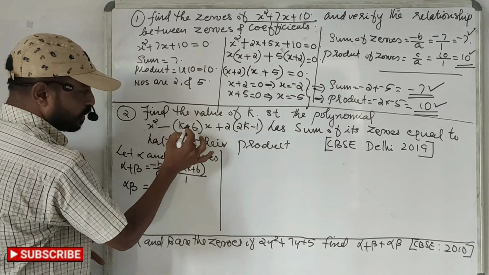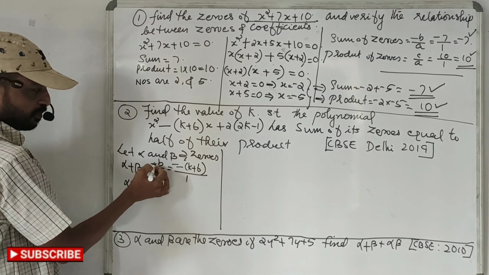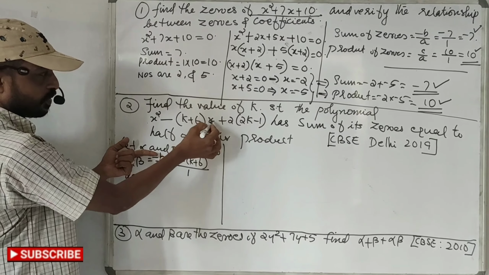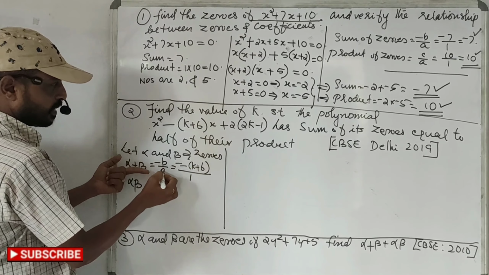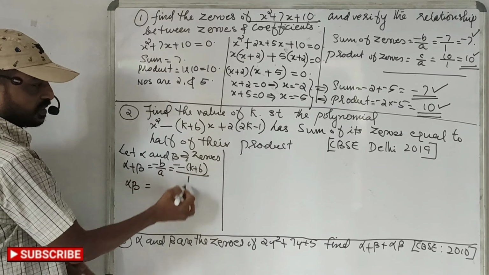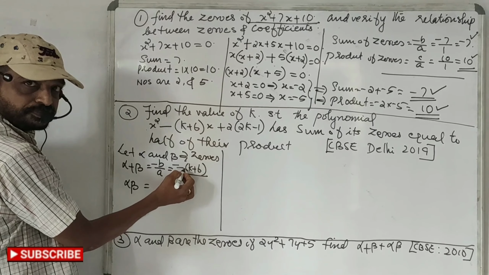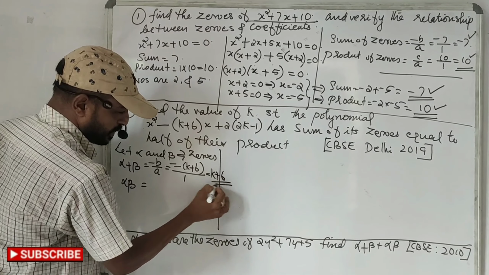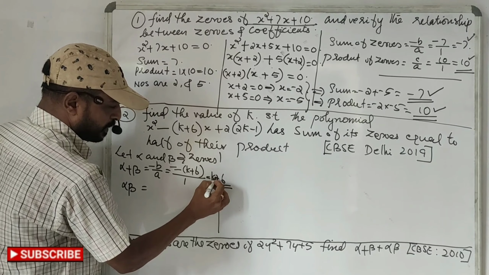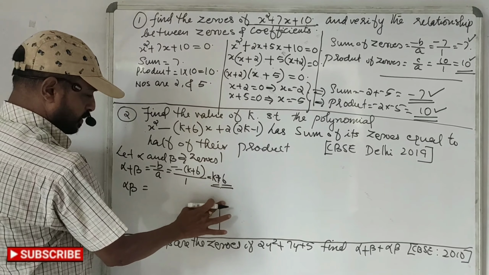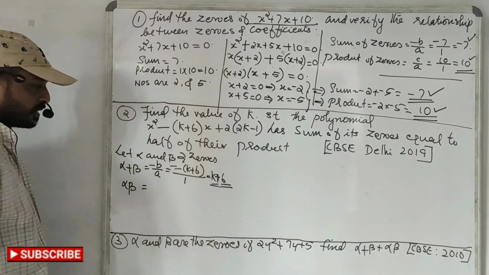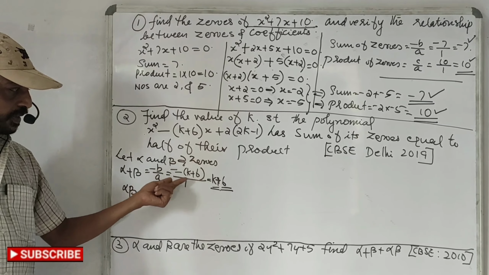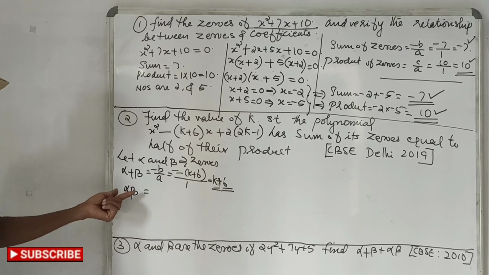So minus of k plus 6 is b. So minus b is minus, keeping this minus sign as it is, and b is the coefficient of x, which is minus of k plus 6, by a, the coefficient of x square, which is 1. But minus minus becomes plus. So this is k plus 6 by 1. What is k plus 6 by 1? It is k plus 6 itself. That is the sum of the zeros. So sum of the zeros is minus b by a, that is minus of minus of k plus 6 by 1, that is k plus 6.